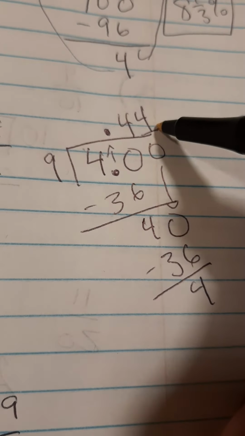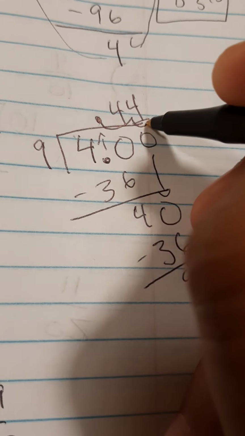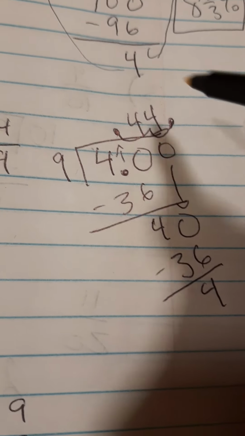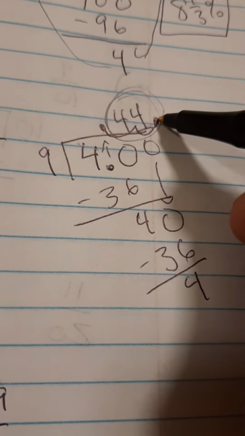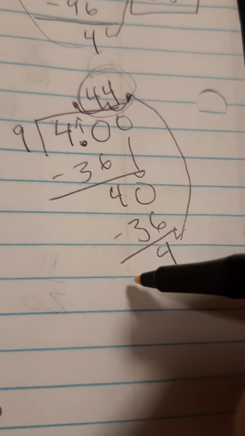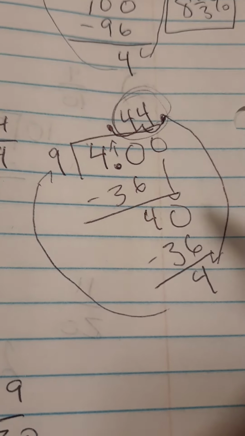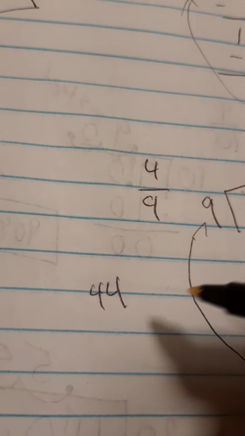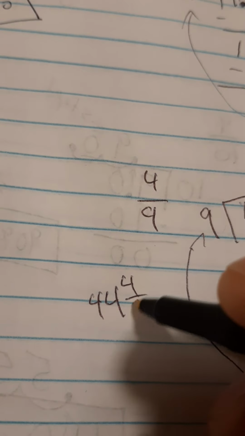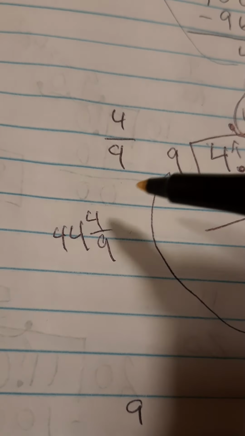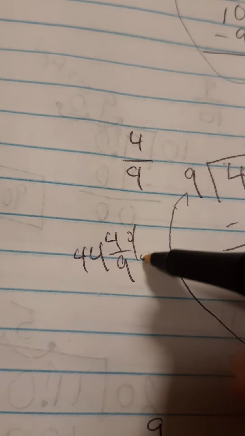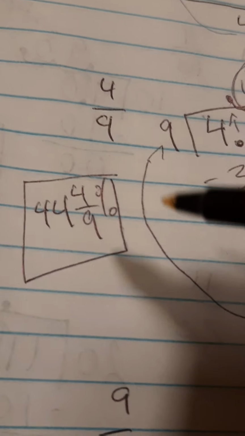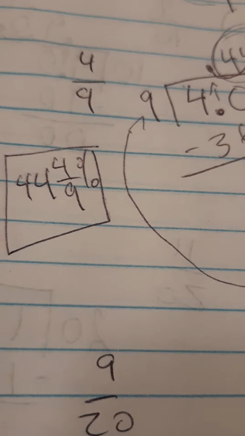Now, we're 2 spaces over. We stop right here. Let's turn this into a percent by moving it over 2 spaces, right? So we have 44, and 4 is the numerator, 9 is the denominator, right? So our answer is now 44 and 4/9. We can't do any reducing here. So that is our final answer, 44 and 4/9%.